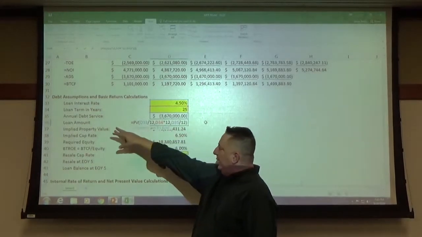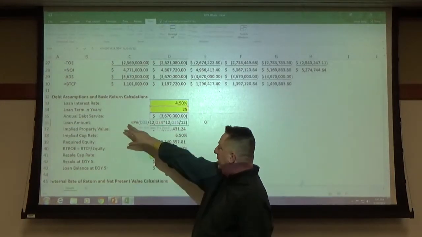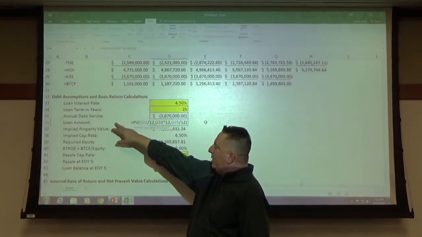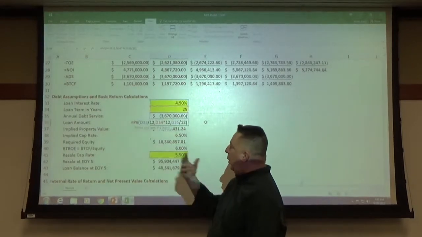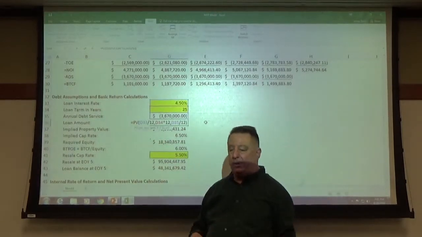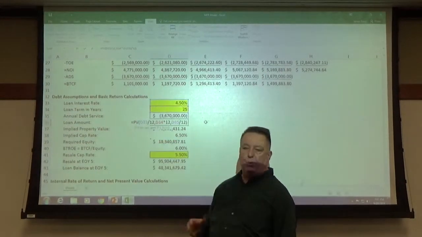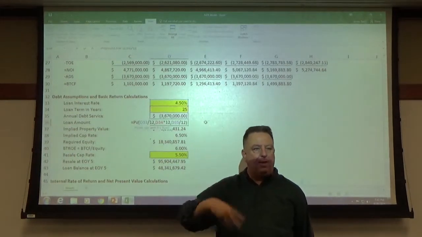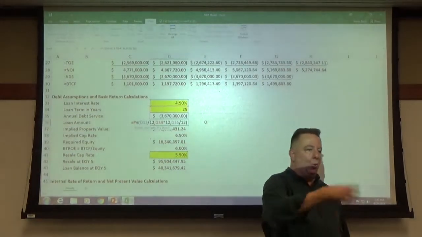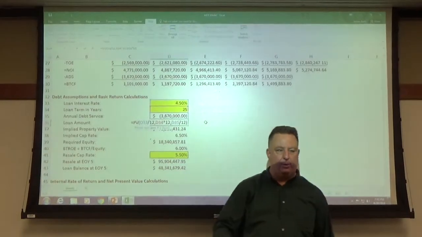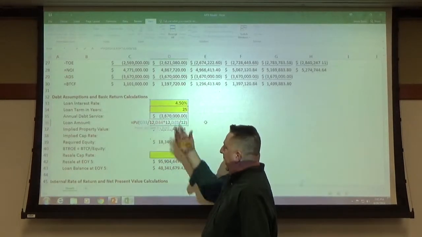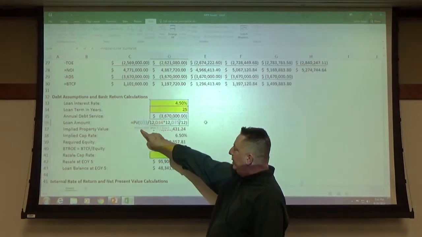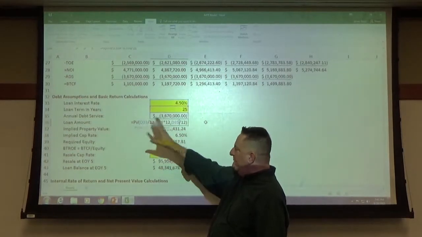So what we're solving here, this is going to relate to the calculator. We're solving for what is the loan amount, or what we're going to refer to on the calculator and in Excel as our present value. Okay, what is the value of this loan worth in today's dollars?